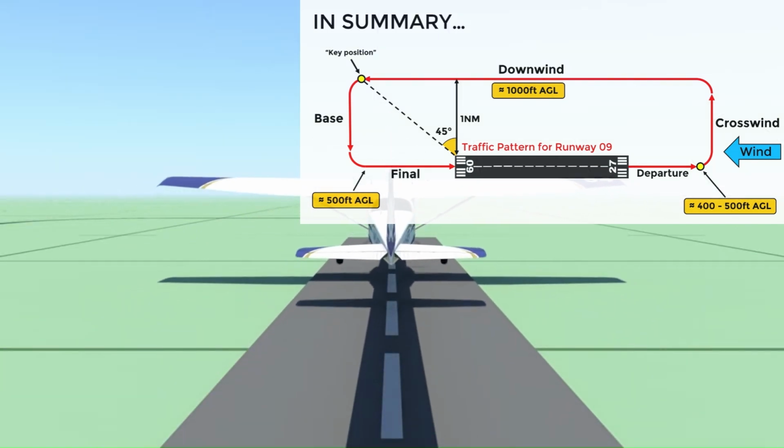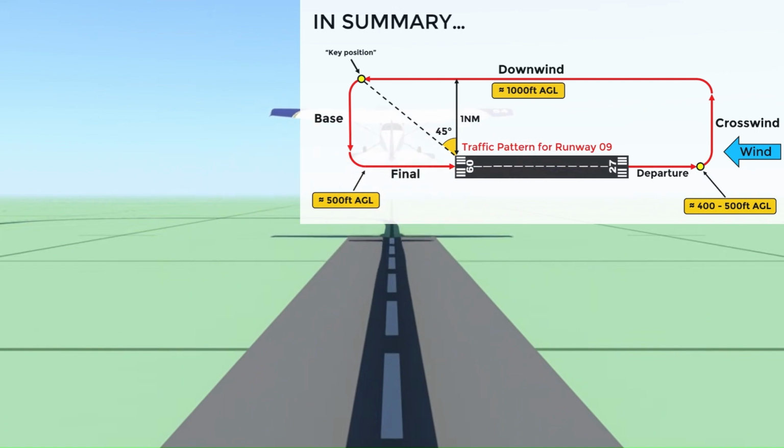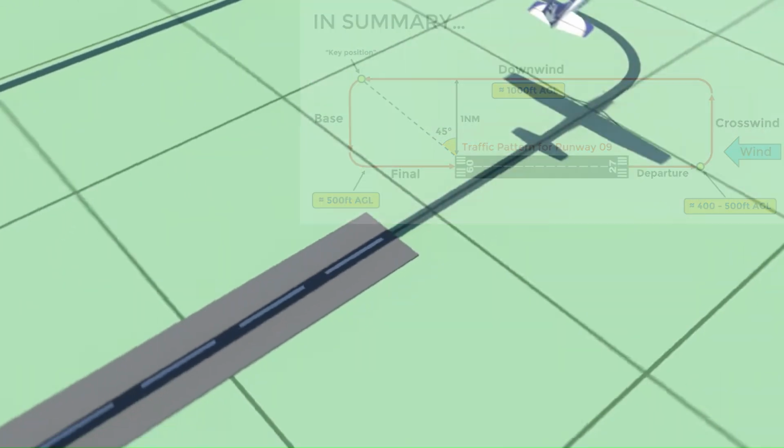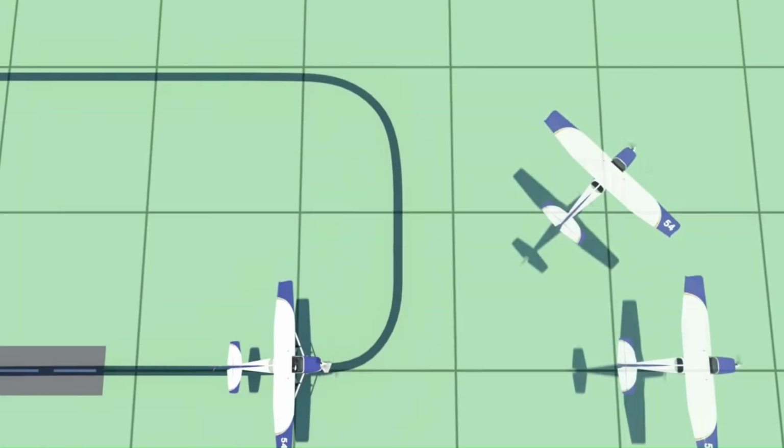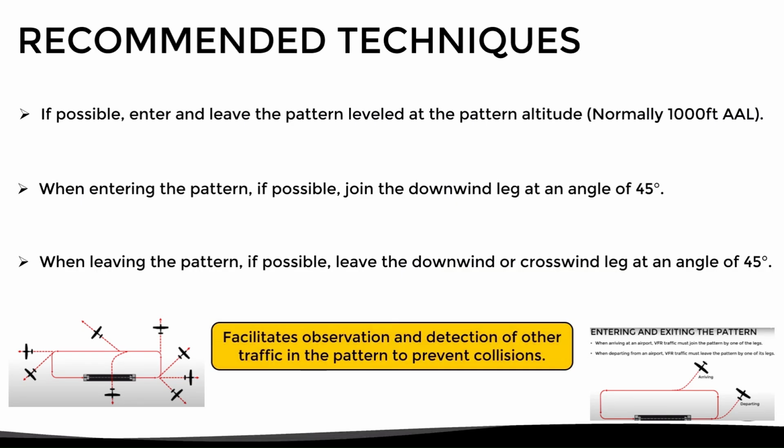An airplane that has taken off and is climbing out on runway heading is on the departure leg. When at a sufficient altitude, the pilot can either depart the pattern or stay in the pattern. Now we will see some situations where the use of these pattern entry and exit techniques will be shown.